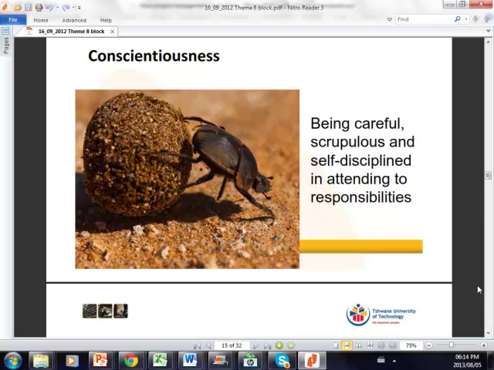Okay, conscientiousness. When I thought about conscientiousness, I thought of a dung beetle. I thought that a dung beetle must be one of the most conscientious animals or insects out there, because it has a really awful job, but it conscientiously does it every day. It's basically about being careful, scrupulous, and self-disciplined in attending to responsibilities.